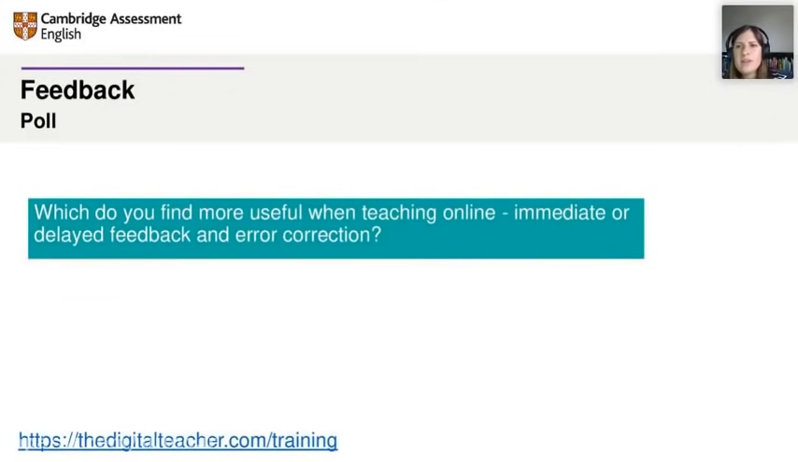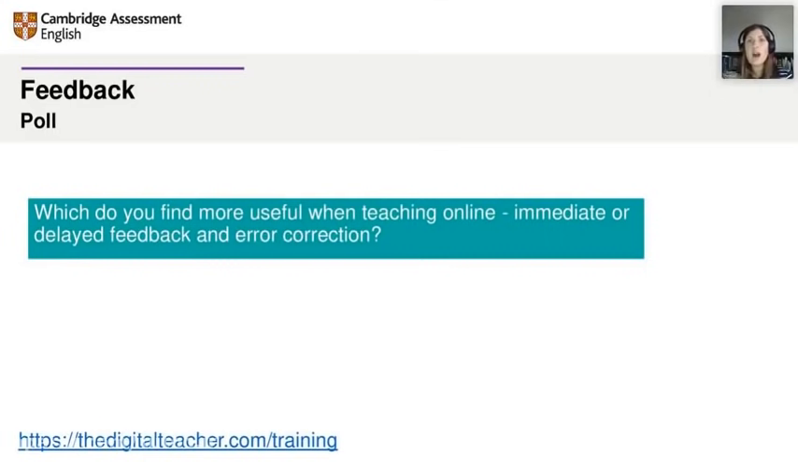That's very interesting. So at the moment, a majority of you are saying you find immediate feedback more useful, and about 30% delayed feedback more useful. Okay. That's very interesting, because lots of people are saying it depends. Of course it depends, it always depends. Oh, it's evening out a little bit more now. Okay, so about 30% of you say delayed feedback, and just under 70% say immediate feedback. Okay, that's very interesting to know.